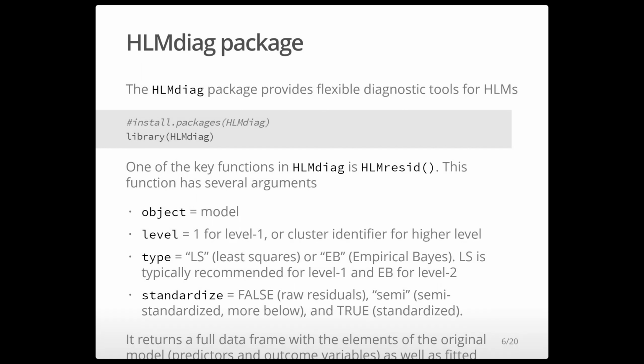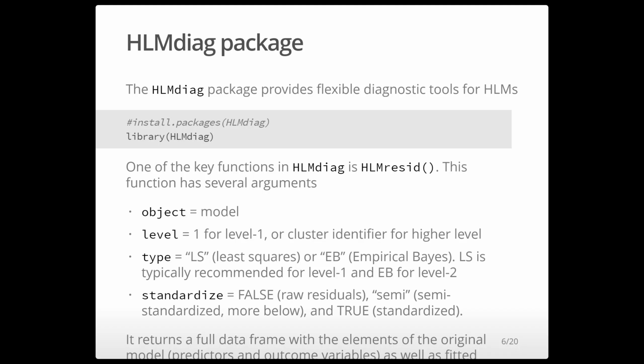The HLMdiag package provides flexible tools for doing these diagnostics with HLMs. And one of the key functions is the hlm_resid function. This function has several arguments. The first is the object argument, which just specifies the model. Then there's the level argument, which specifies whether we want to do a level 1 analysis or whether we want to do a higher level analysis. We do this by specifying 1 for level 1 or the cluster identifier for higher level. So that's just our cluster ID.